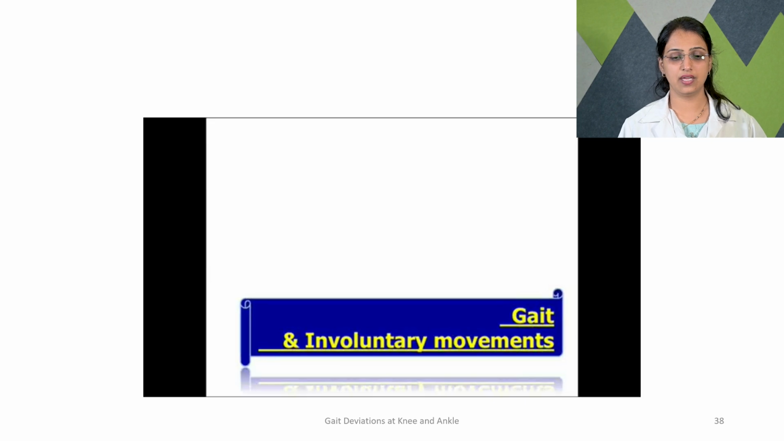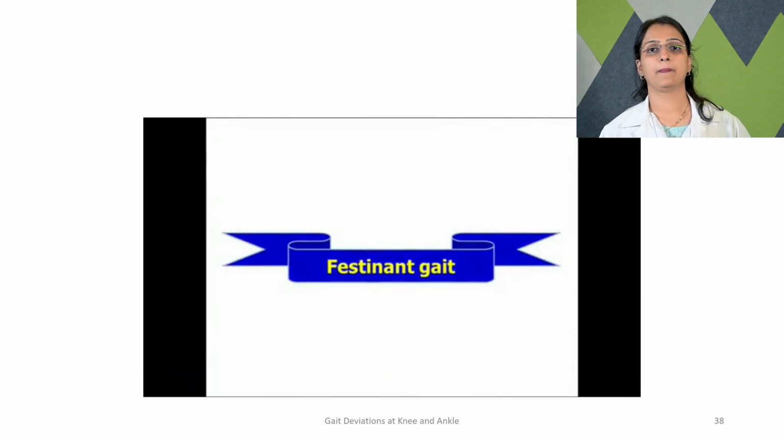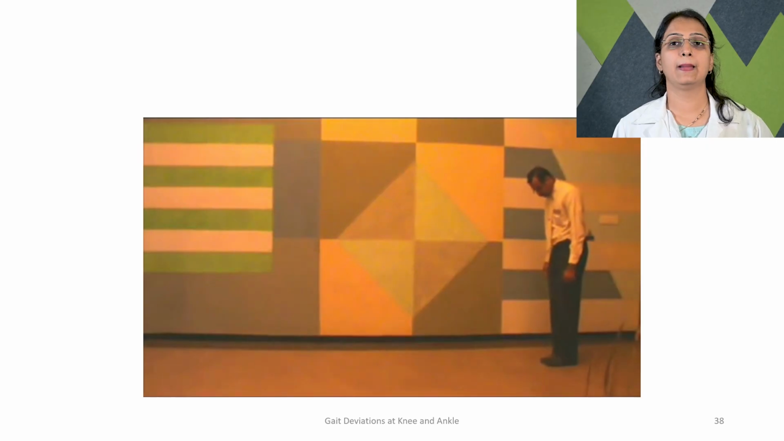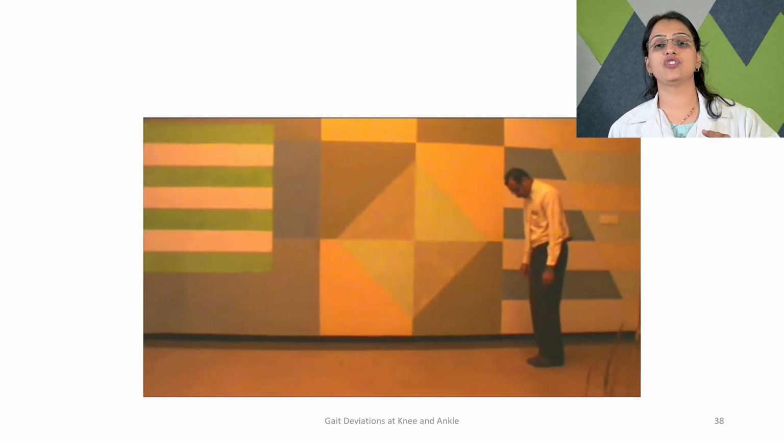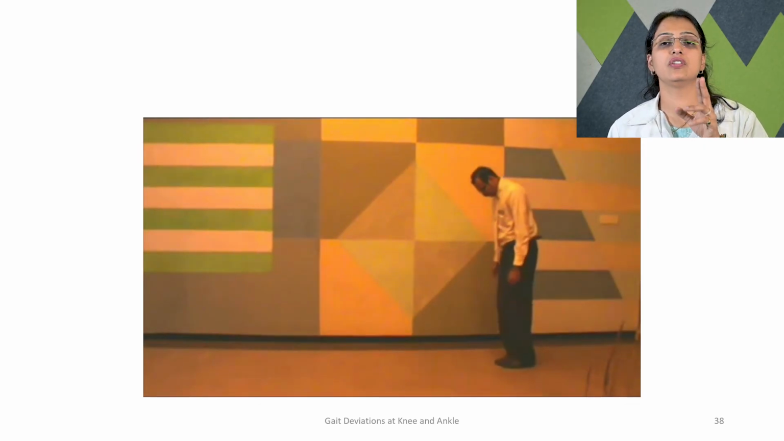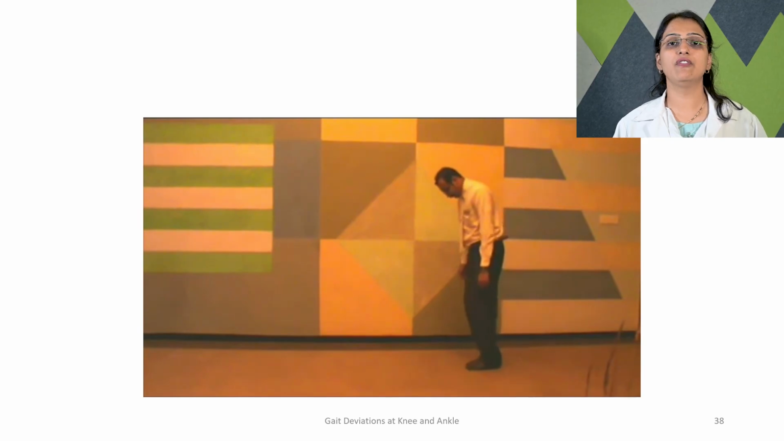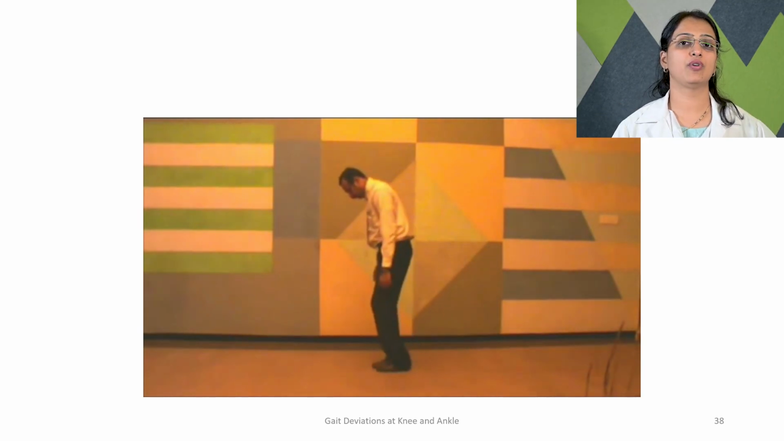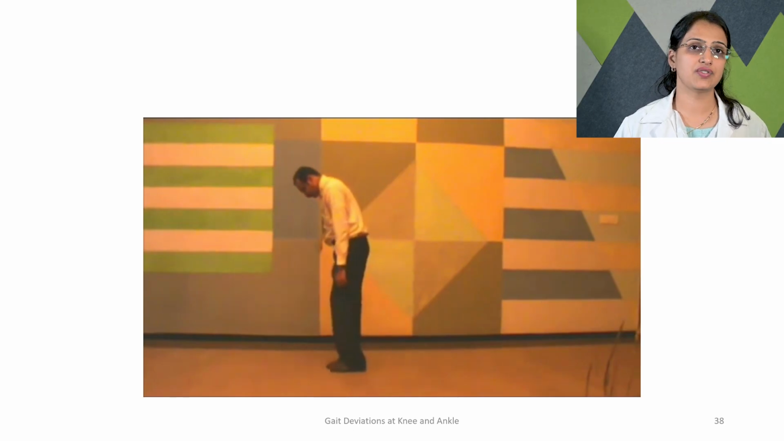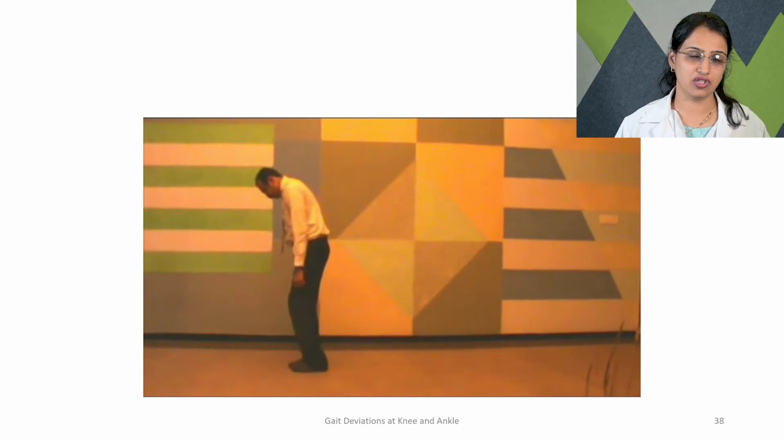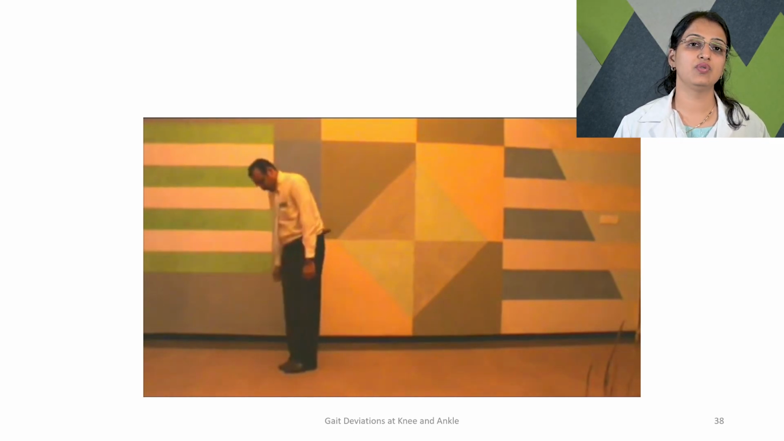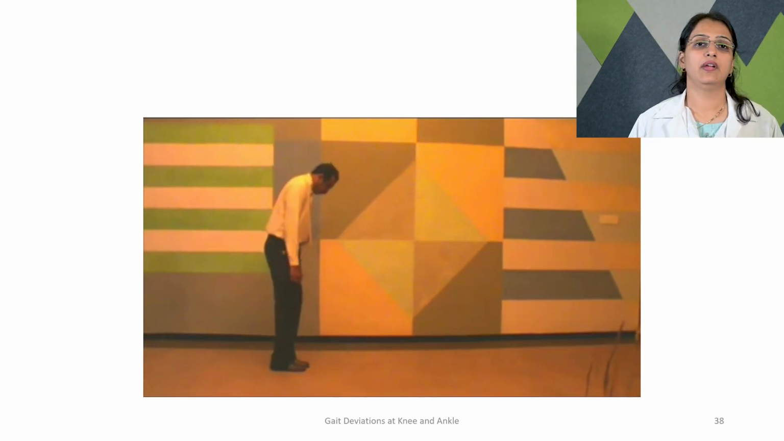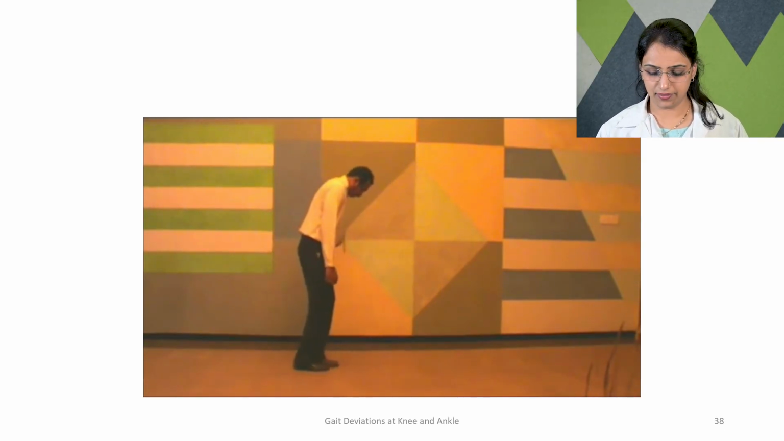See how this gait is occurring. Festinant gait. See, the patient has a stooped posture. He is taking small steps and moving forward. Stooped posture with arms protracted, hips and knees flexed, trunk in a flexed position. Now see how he is turning. It is also called a festinant gait.